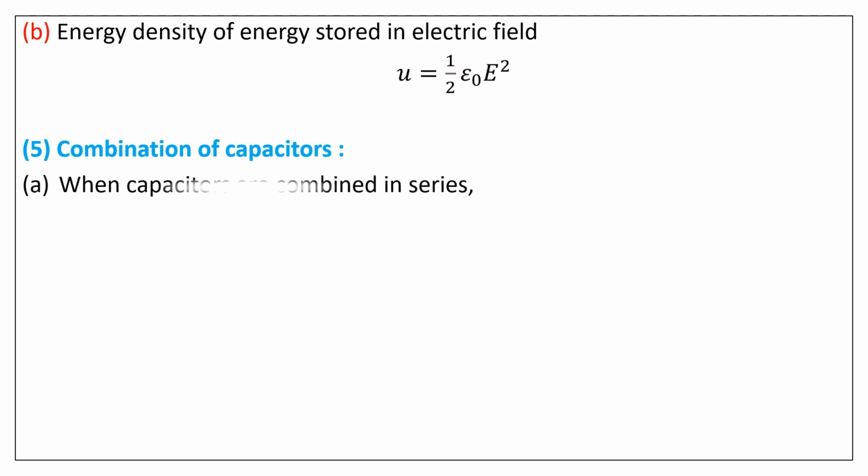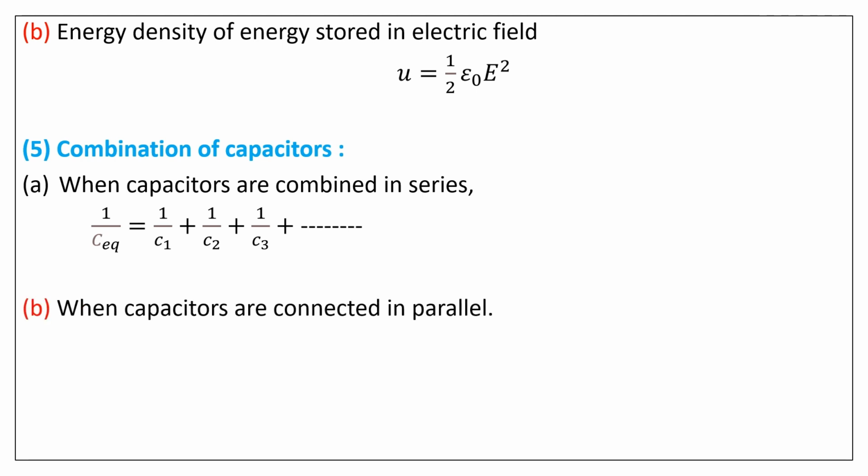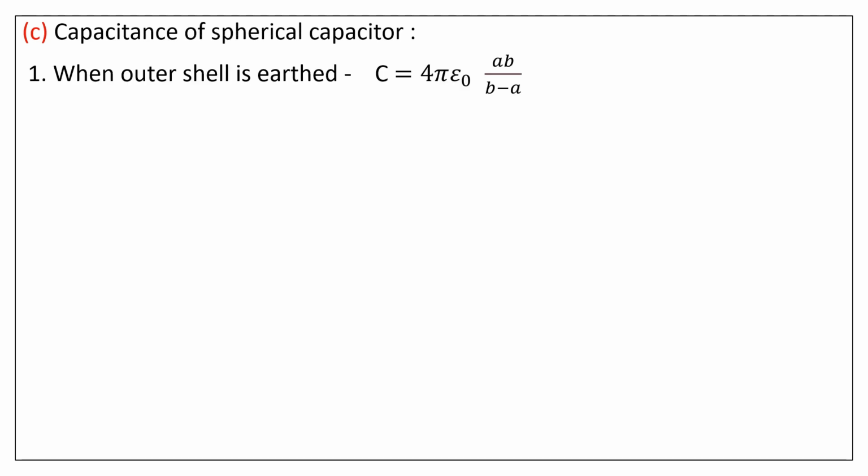5. Combination of capacitors. A. When capacitors are combined in series, 1 by C is equal to 1 by C1 plus 1 by C2 plus 1 by C3 and so on. B. When capacitors are connected in parallel, C is equal to C1 plus C2 plus C3 and so on. C. Capacitance of spherical capacitor. 1. When outer shell is earthed.